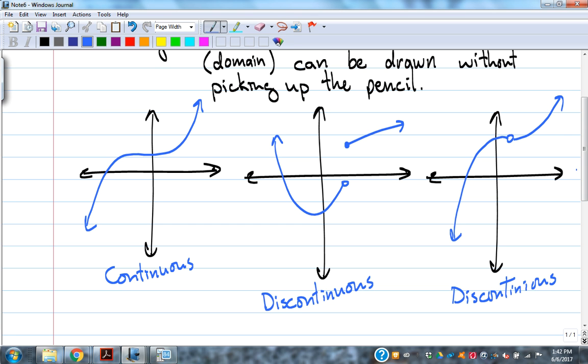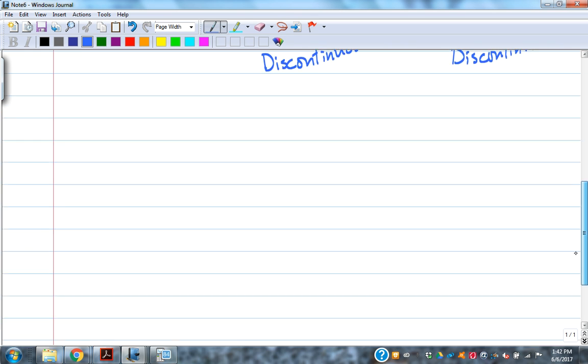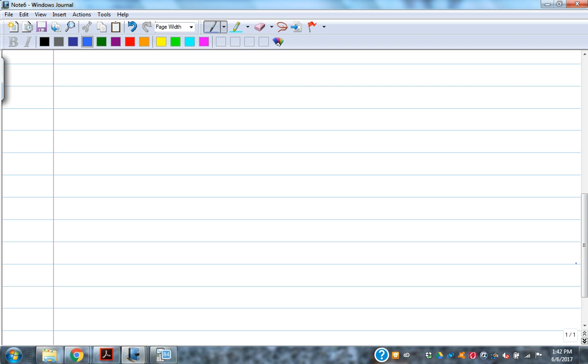All right, so let's look at some basic functions. So you might hear this called the family of functions or the parent graphs. You may have heard that before, but it's the basic functions. And the first one that we're going to talk about is the identity function. F of x is equal to x.